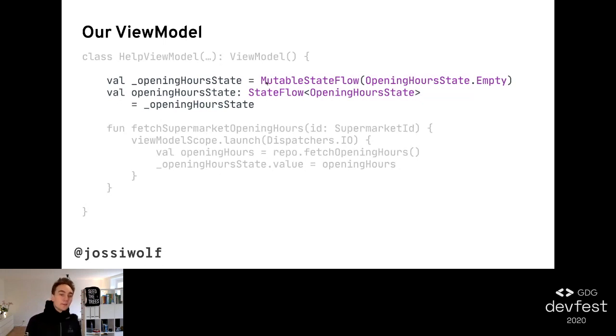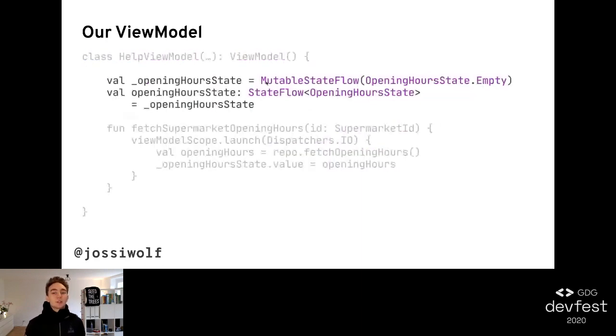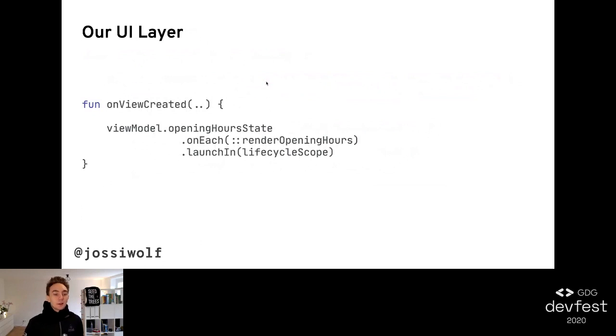And then what you can do, so we just set the value of that underscore opening hour state, and basically the API is super similar to LiveData as well. And then in the UI layer, we would take this StateFlow, and we would say on each value that is emitted, call render opening hours, and we would make sure to launch that in the lifecycle scope.